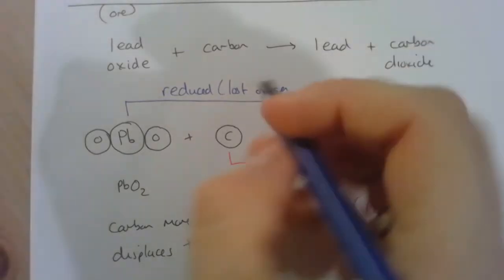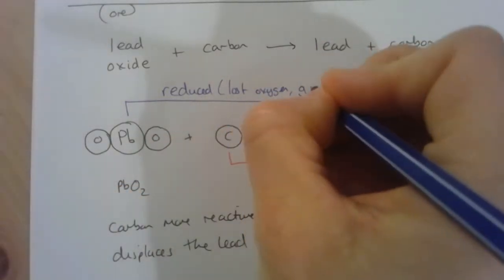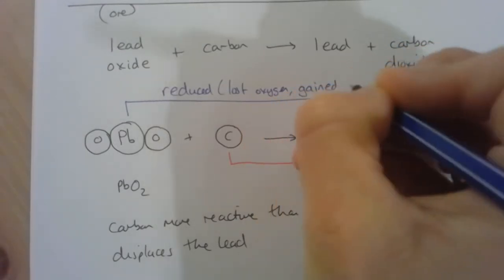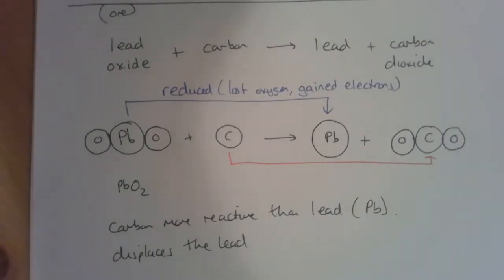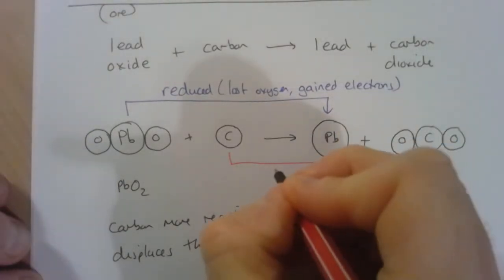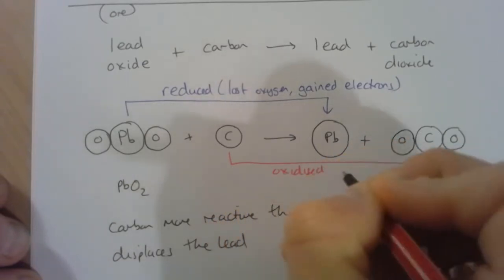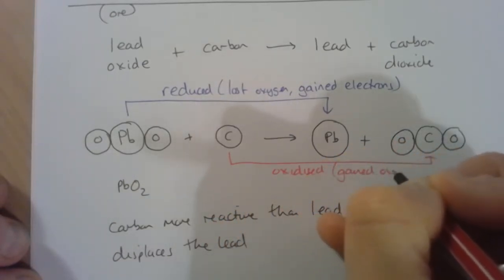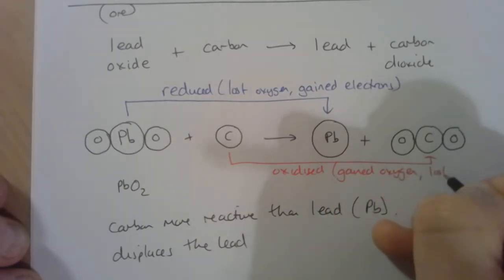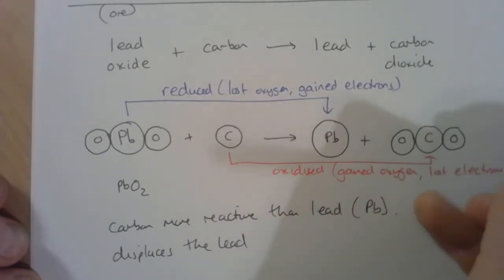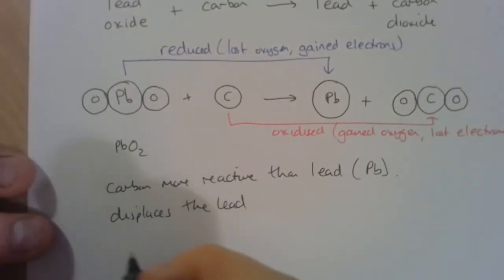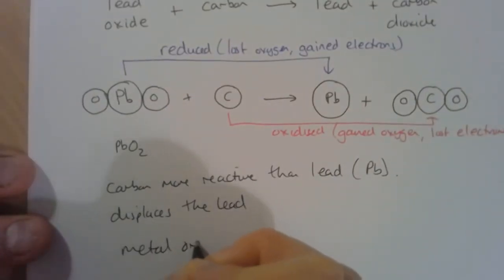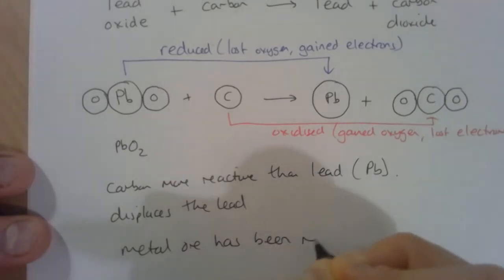In previous lessons, we've also seen that we can describe something being reduced as having gained electrons. That's not too important for this lesson, but it is an important fact for us to remember. Carbon has been oxidized because it has gained oxygen. We can also say that it has lost electrons. So let's have a look at some more examples. But just before we do that, what we can say here is that the metal ore has been reduced with carbon.